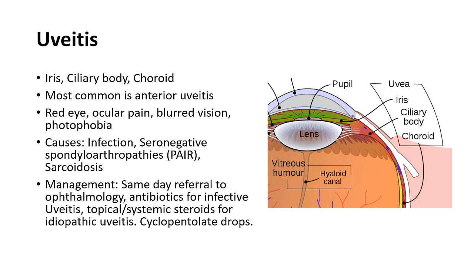If it is idiopathic, then steroid drops or oral steroids can be used. However, if it is infective, then antibiotics should be used. Cyclopentolate drops can also be used. The reason for that is that they dilate the pupil and thus prevent adhesion of the lens to the iris. This is an important complication or sign of uveitis, and it's called posterior synechia.